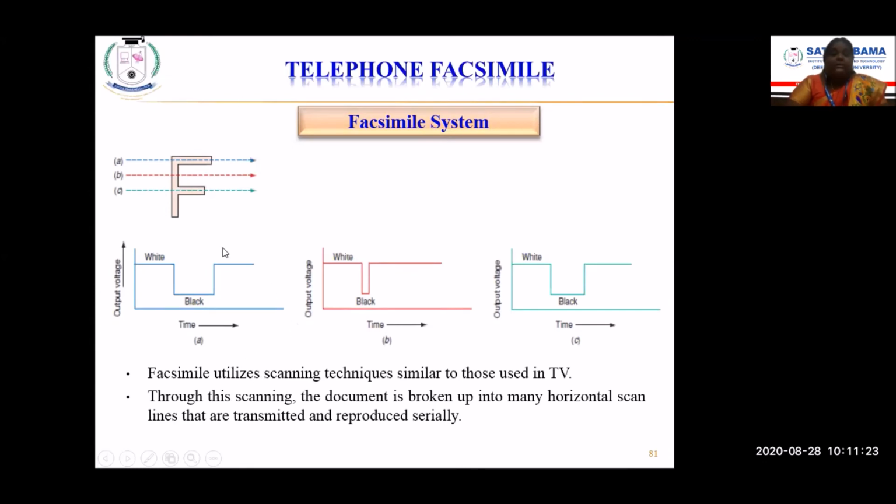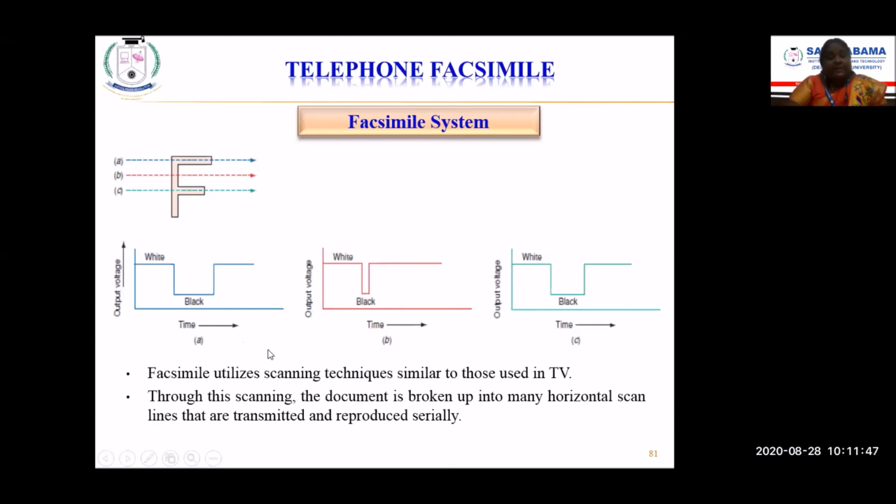Okay, so this is about the scanning system available here in the facsimile. So this facsimile utilizes the scanning technique, something similar to those available in the television. So through the scanning, the document is broken up into certain horizontal scanning lines that are transmitted and reproduced serially. So this is how the facsimile system is working. Okay, so this is one such example.